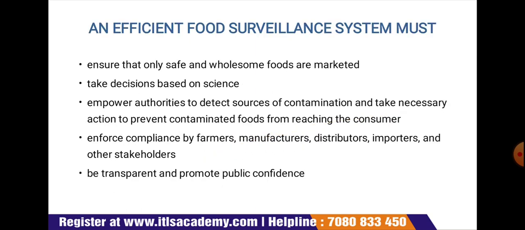So, a sufficient food surveillance system must ensure that only safe and wholesome food is marketed, take decisions based on science, empower authorities to detect sources of contamination and take necessary action to prevent contaminated foods from reaching the consumers, enforce compliance by farmers, manufacturers, distributors, importers, and other stakeholders, and be transparent and promote public confidence.